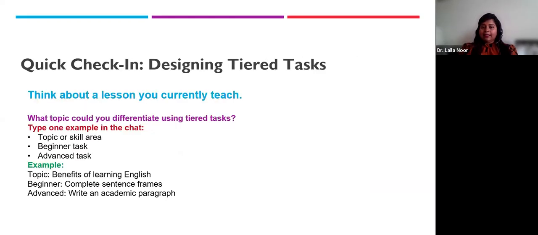So let's have a quick check-in. As a teacher, when you design your tiered task in the classroom, you can think about a lesson that you currently teach. What topic could you differentiate using tiered tasks? You can give a topic and then provide some ideas about what type of support you want to give for beginners, and what type of support you can give for advanced learners. I'm providing 1 minute to respond in the chat box, giving any ideas of a topic that you want to use in your next classroom. Also, what type of tiered task you want to use to support the learners for that topic.